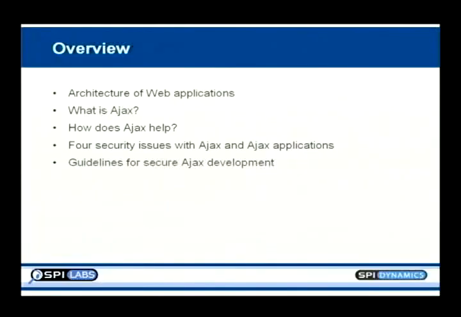So we're going to run through real quick the architecture of a traditional web application. Touch briefly just on what is AJAX and why does it help? Why is there a need for technology like this, or a suite of technologies really? We're going to talk about 4 huge security issues with AJAX and just AJAX applications in general. This is mainly just all the nasty stuff you can do with cross-site scripting. And finally, guidelines for writing really, really secure AJAX apps.